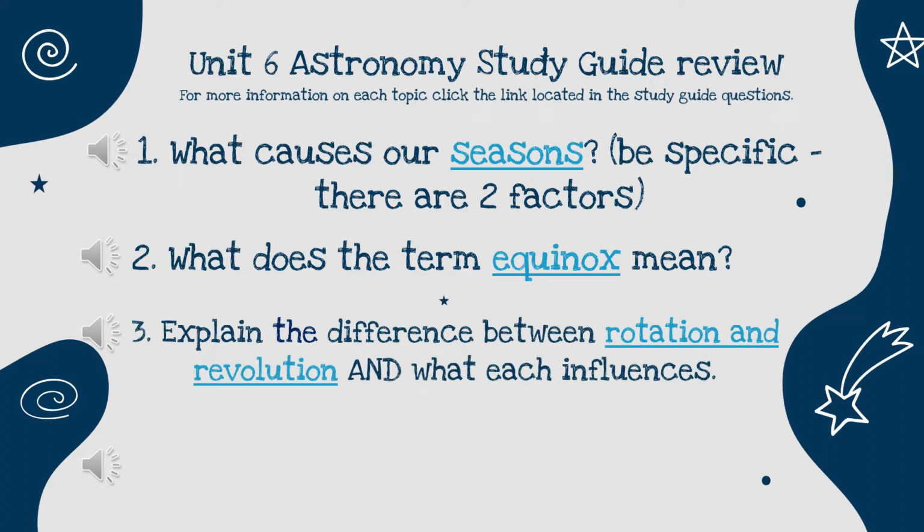Number 3, explain the difference between rotation and revolution and what each influences. Rotation means to spin, and it gives us the day and night. Revolution means go around something. In our case, we revolve or orbit around the sun. 1 revolution around the sun equals 1 year for Earth.